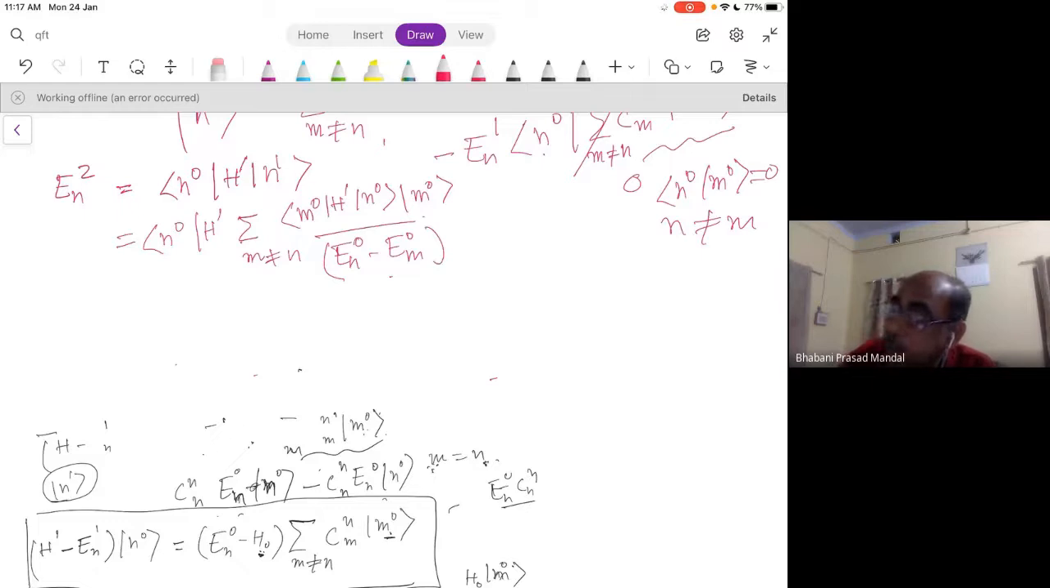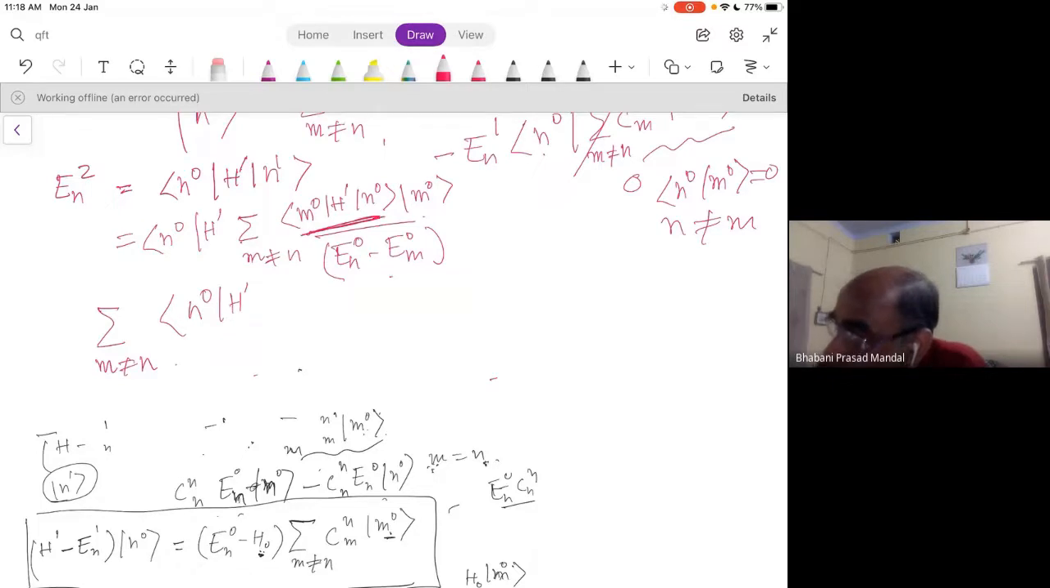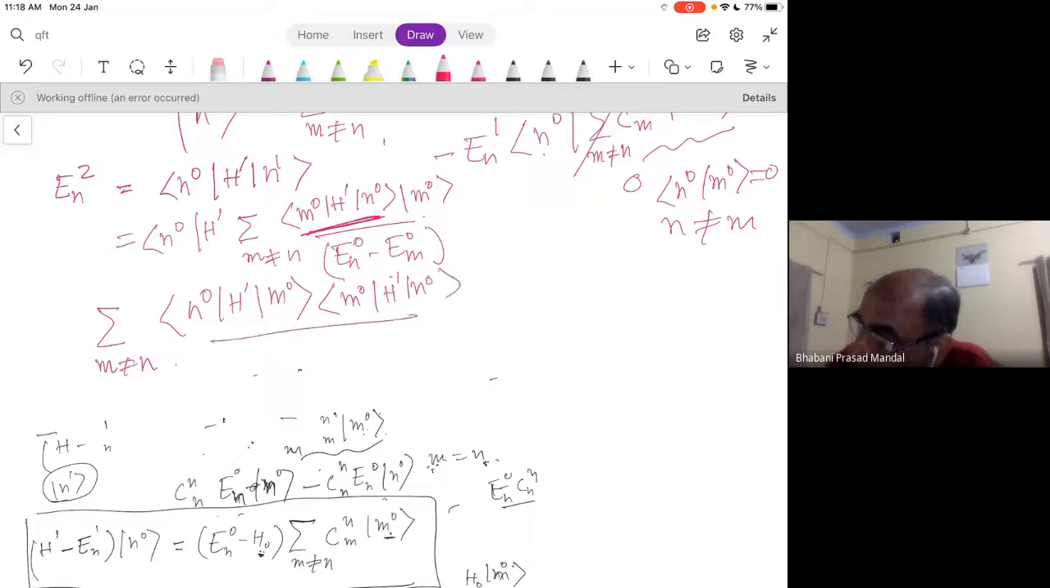So here I just substitute n1, which I calculated yesterday, in this. Now this I will write in a nicer formula. This summation I take outside, over m, which is all values but not n. Then I had n0 h prime m0. This is the inner product, so a number. I will bring this state here to m0, and this is m0 h prime n0, and the denominator is En0 minus Em0.